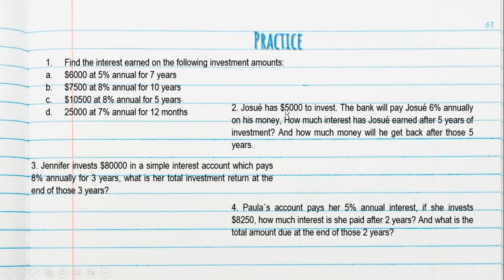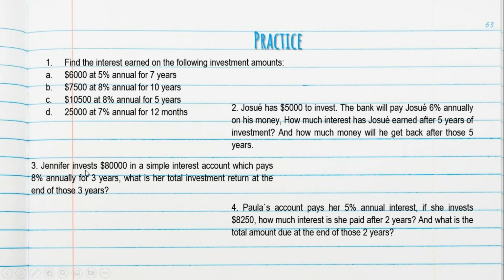Number 2, Josue has $5,000 to invest. The bank will pay Josue 6% annually on his money. How much interest has Josue earned after 5 years of investment? And now, how much money will he get back after those 5 years? Now I'm asking for the due amount, okay? I'm asking for both things. I'm asking for the interest and the entire amount of money he will get back after the 5 years. So you have to add up the 5,000 plus whatever interest you calculated on the first part.